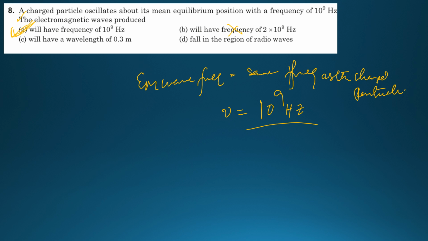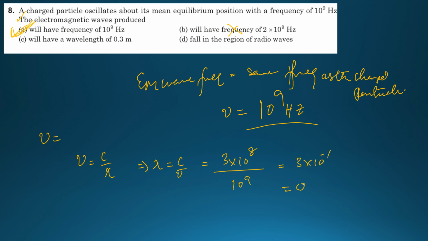Okay, the electromagnetic waves produced will have a wavelength. Wavelength we have to check. If you have nu is equal to c by lambda, you can check from there. Lambda is equal to c by nu. 3 into 10 to the power 8 divided by nu, that is 10 to the power 9. So 3 into 10 to the power minus 1, that is 0.3 meter, right? Lambda is 0.3 meter. Yeah, this is correct.